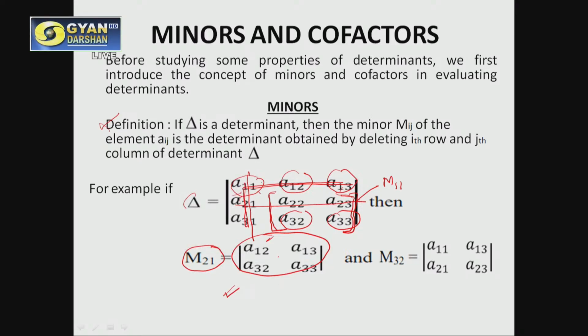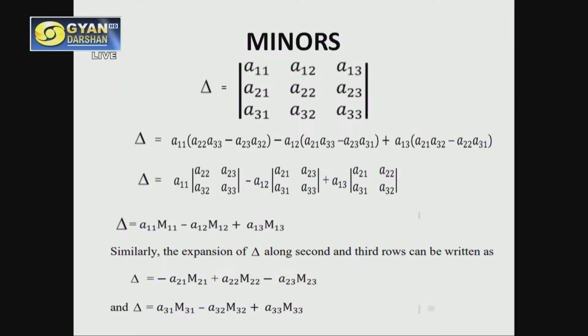Okay, you got it. I think on the same line you can calculate the value of M32 also, and other values, M33 and other values also. So that means these values are actually representing the determinant section. So we can always say that this is nothing but minor M11. This is nothing but minor M12. This is nothing but minor M13.